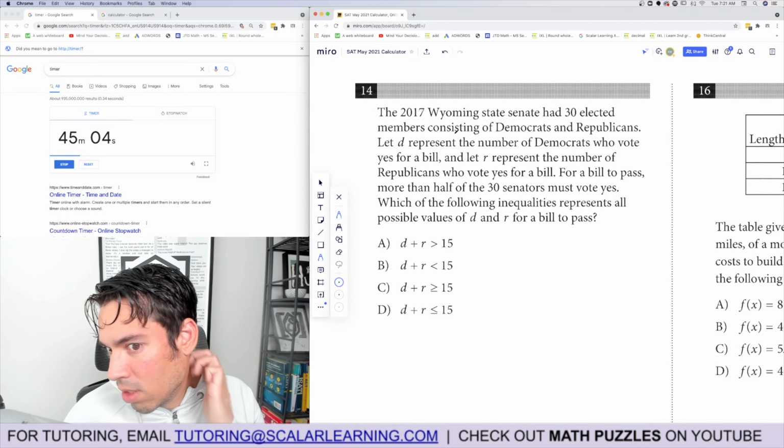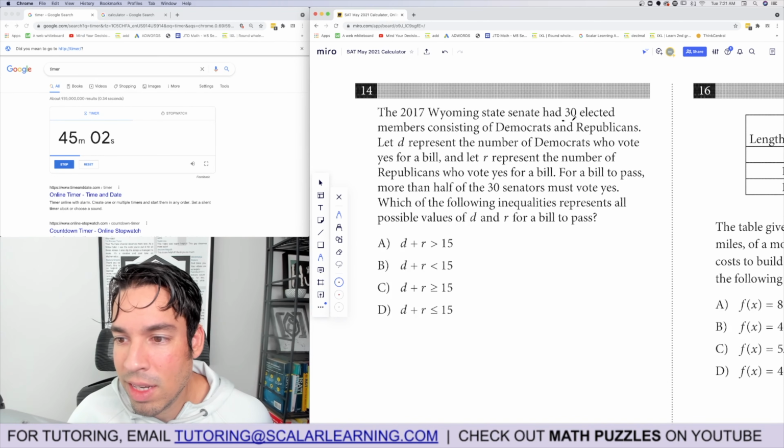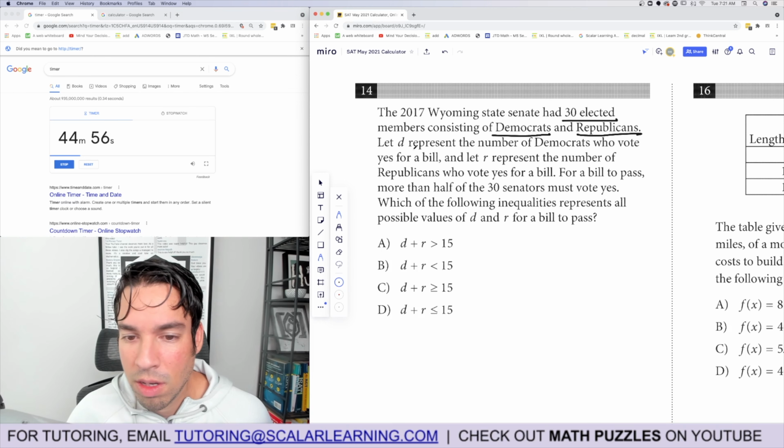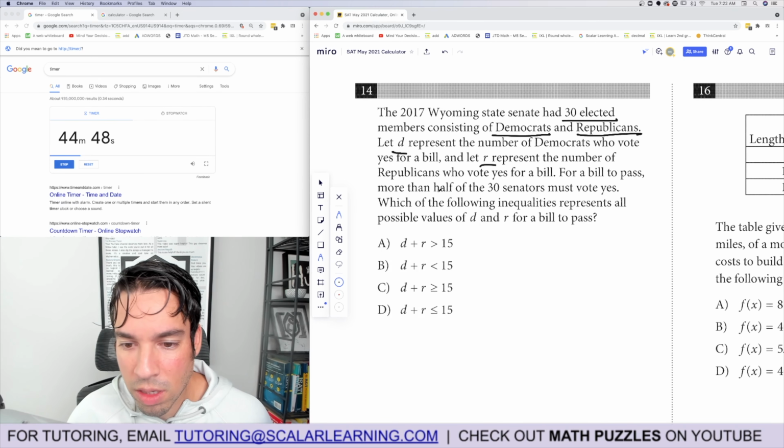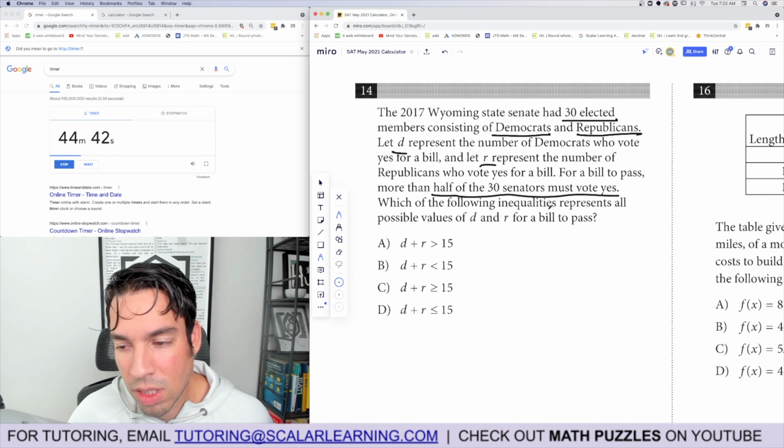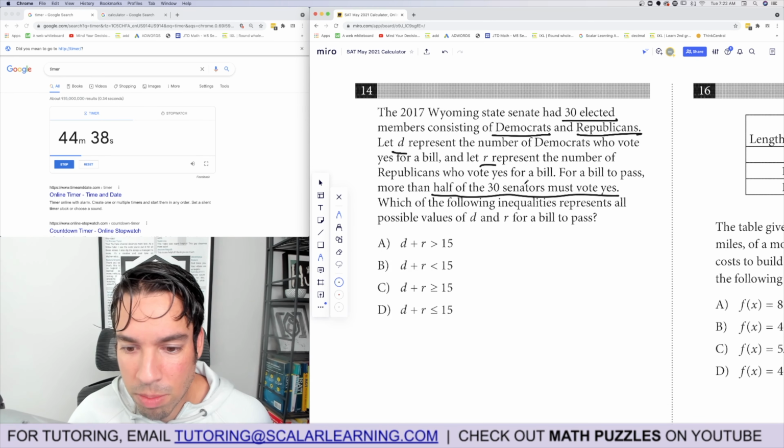The 2017 Wyoming State Senate had 30 elected members consisting of Democrats and Republicans. Let D represent the number of Democrats who vote for a bill, and R represent the number of Republicans. For a bill to pass, more than half of the 30 senators, so 16. Which of the following represents all possible values of D and R for a bill to pass?